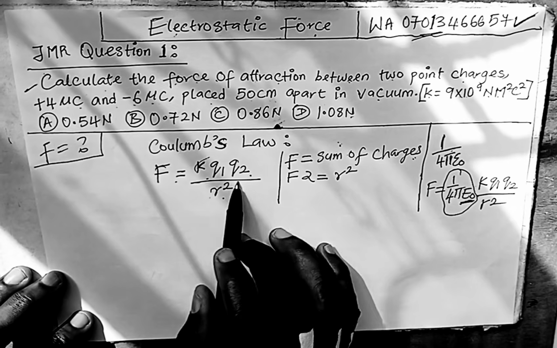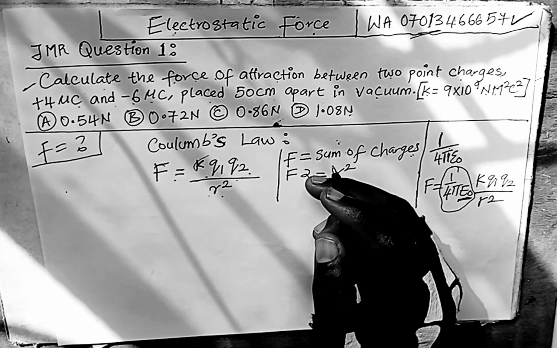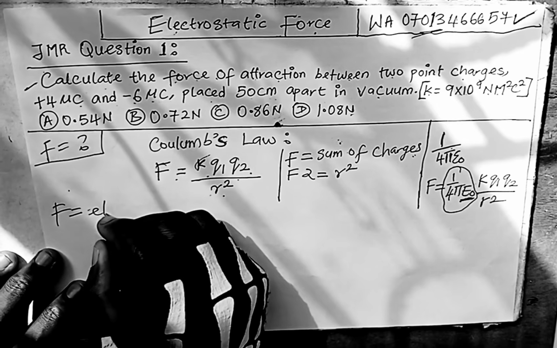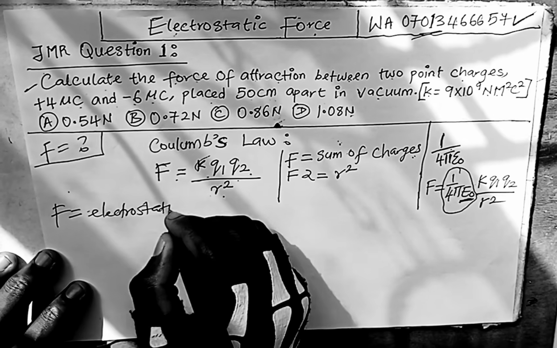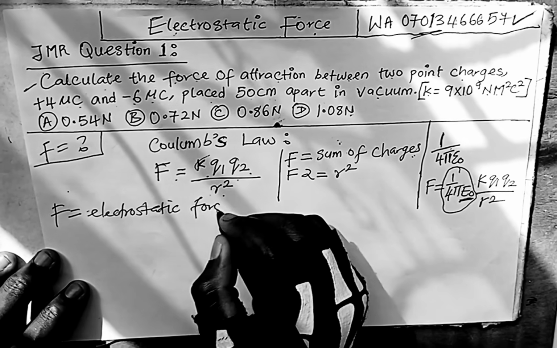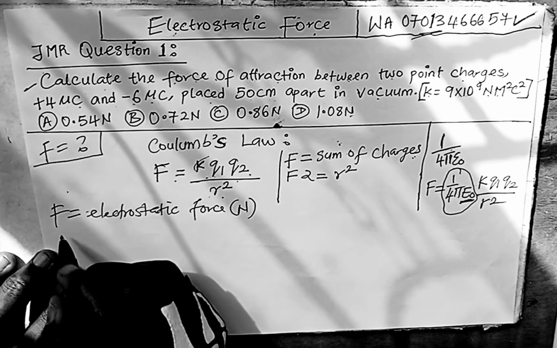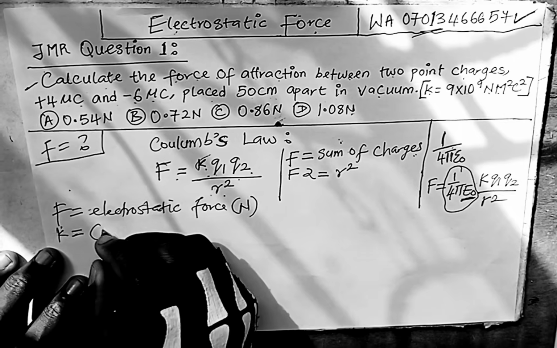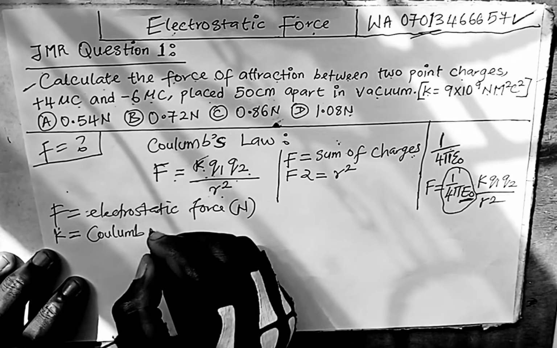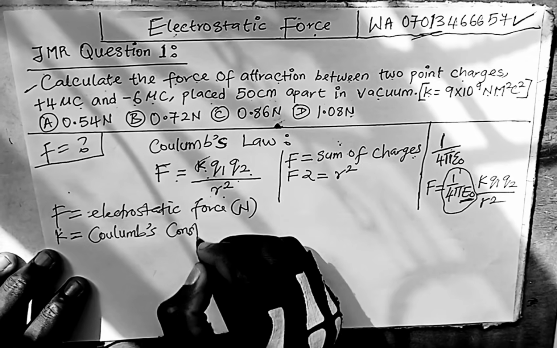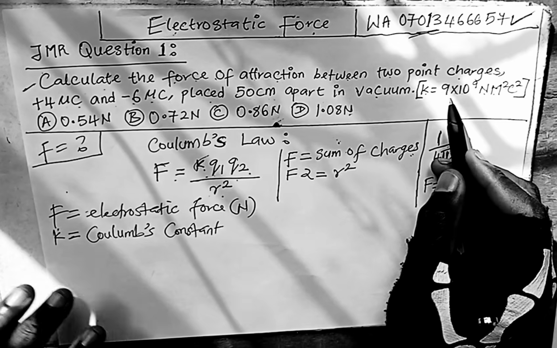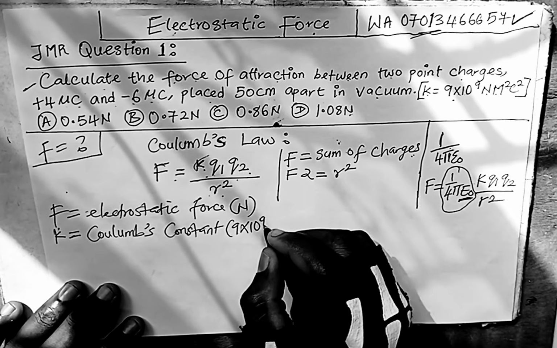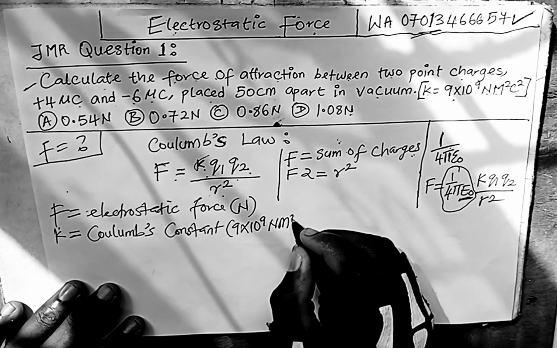I don't think there's going to be time for that one, but let me just write it. F equals the electrostatic force, usually in Newton. K equals Coulomb's constant, and the constant they give us here is usually 9 times 10 raised to power 9 Newton meter square per coulomb square.